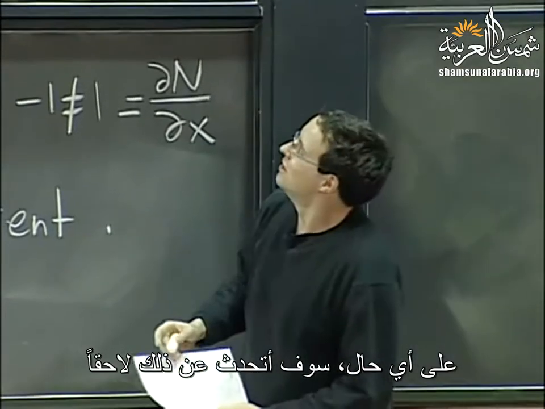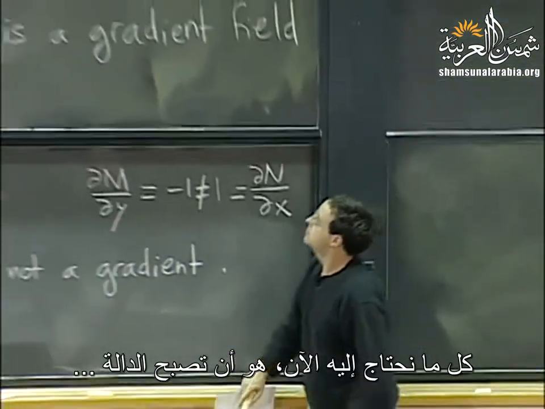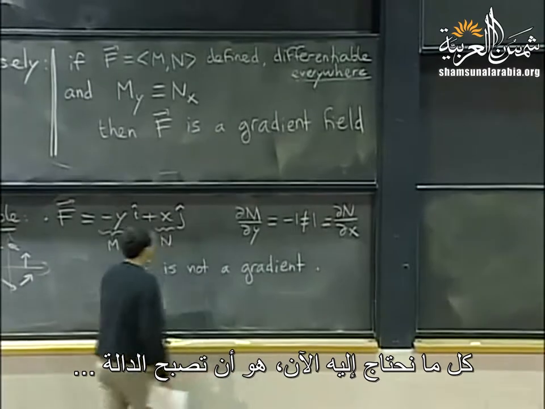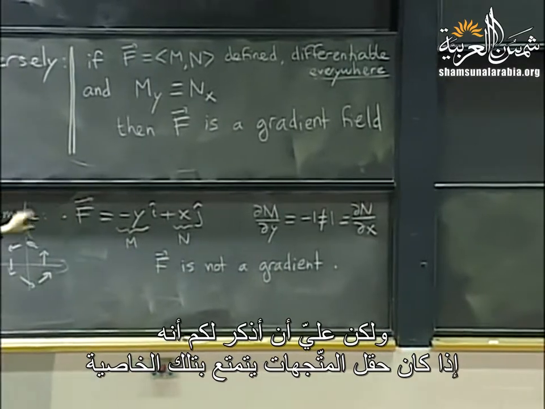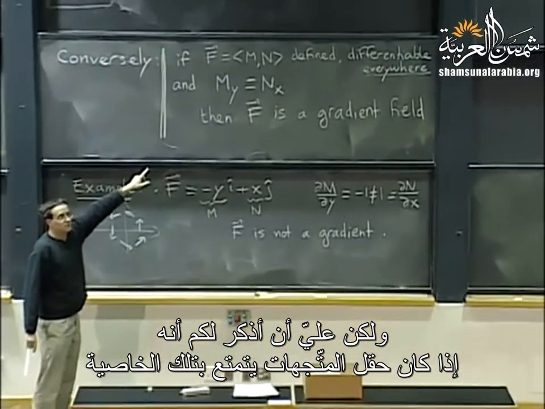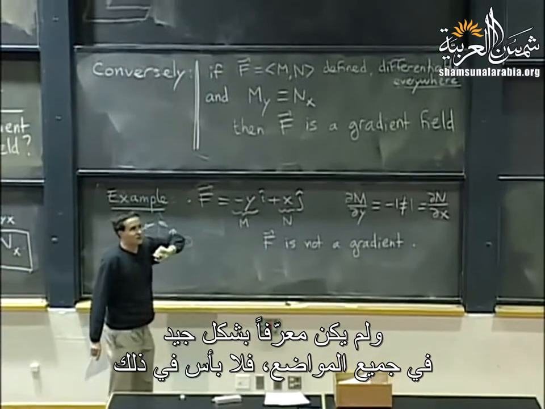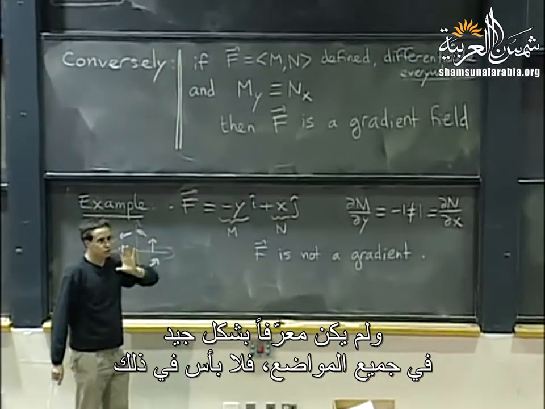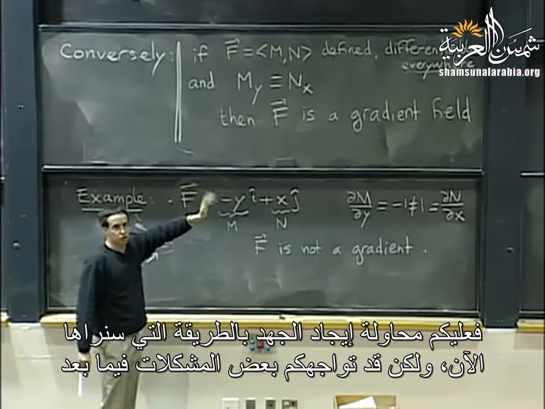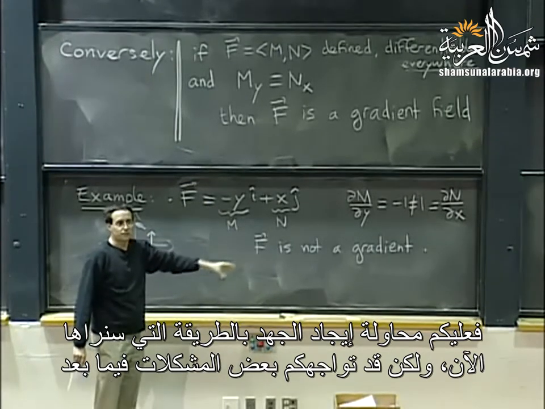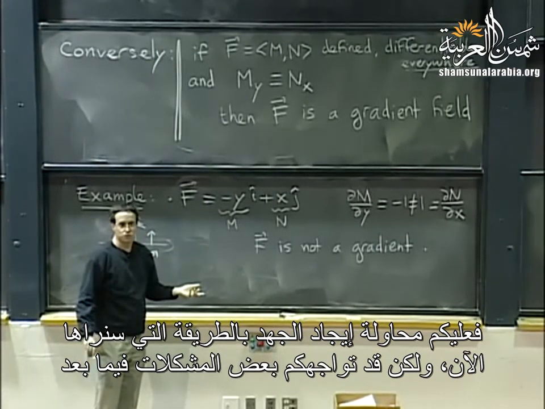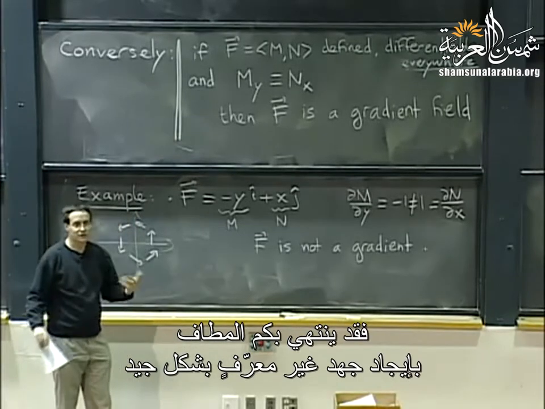But for now, we basically need our function to be defined everywhere. I should still say, if you have this property for a vector field that's not quite defined everywhere, you should probably still try to look for a potential using the methods that we'll see, but something might go wrong later. You might end up with a potential that's not well defined.